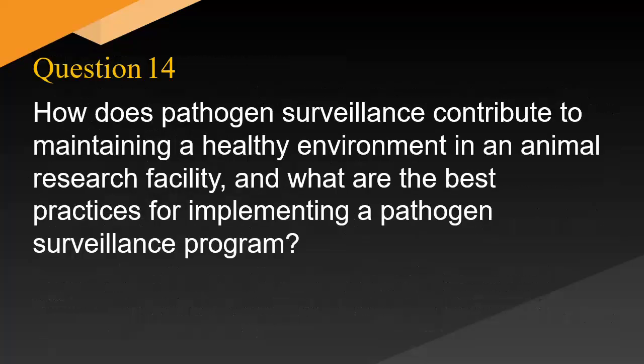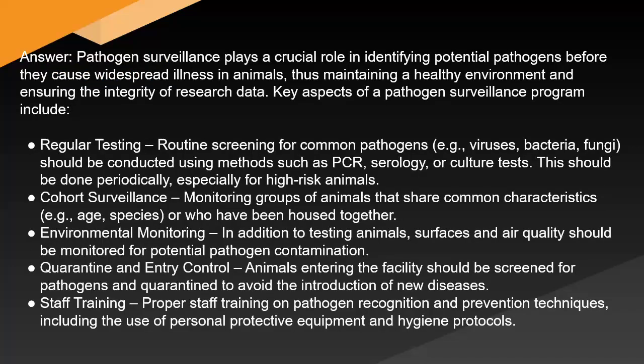How does pathogen surveillance contribute to maintaining a healthy environment in an animal research facility, and what are the best practices for implementing a pathogen surveillance program? Answer: Pathogen surveillance plays a crucial role in identifying potential pathogens before they cause widespread illness in animals, thus maintaining a healthy environment and ensuring the integrity of research data.